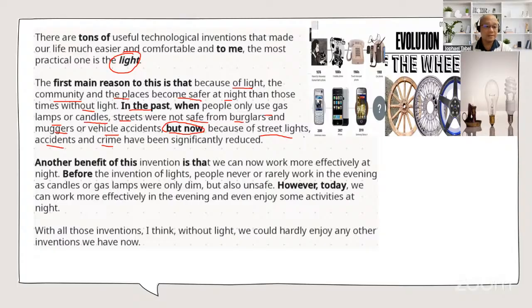Another benefit of this invention is that we can now work more effectively at night. Before there were lights, people rarely worked in the evening because candles and gas lamps were dim, not so bright, and also unsafe. Today we can work in the evening and enjoy activities at night. And I think without lights, we could hardly enjoy any other inventions we have today.